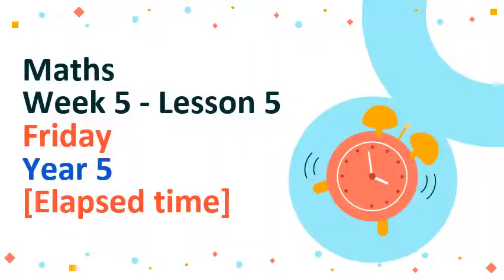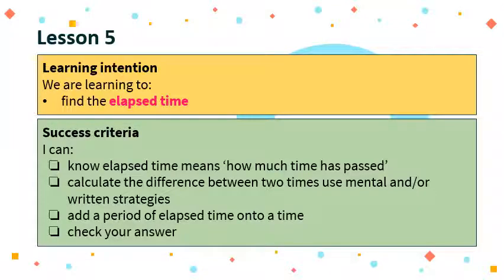All right, everybody, we've come to our last lesson for the week. Today it's on elapsed time. So today we are learning to find elapsed time. And the first thing you'll need to know is, what is elapsed time? Well, elapsed time means how much time has passed. So how much time has passed between 2 points in time, for example.